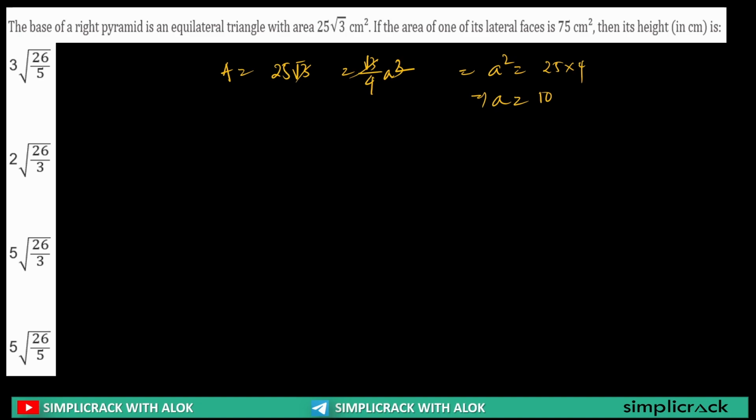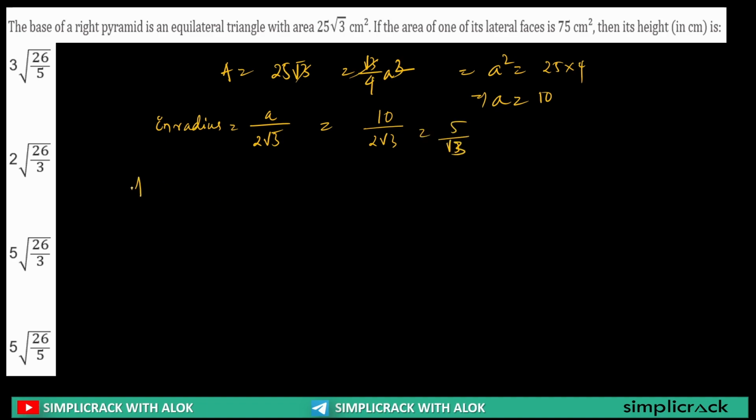Now you need to understand, for this equilateral triangle, the inradius, because if you do not understand the inradius, why we are calculating it, you won't be able to calculate this. This is the formula a by 2 root 3. So a is equal to 10, so it is 5 by root 3.